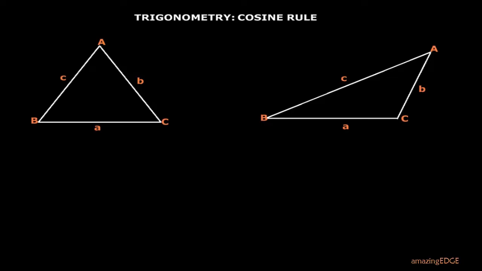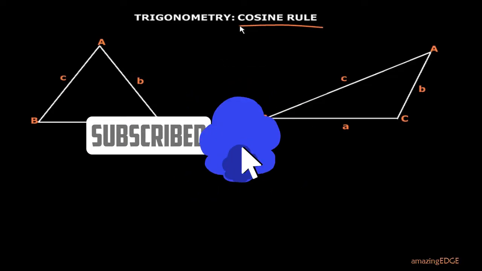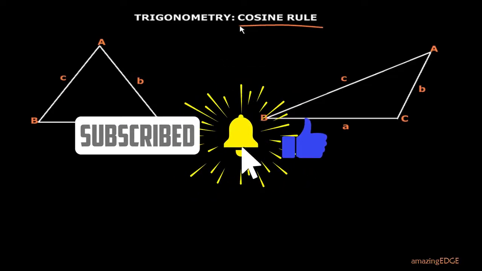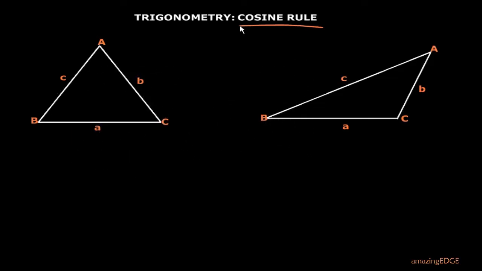We're going to advance a little bit in our discussion on trigonometry by looking at cosine rule. In the previous video, we talked about sine rule, so now we should be talking about cosine rule. So we are looking at these two triangles. Here we have an acute triangle.